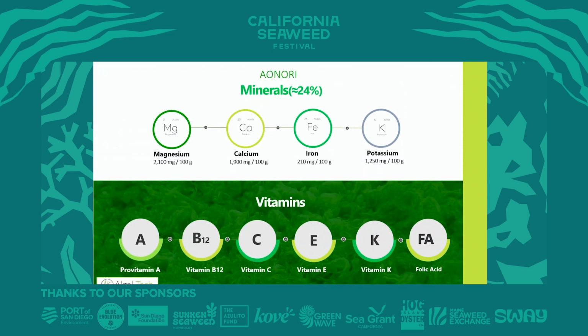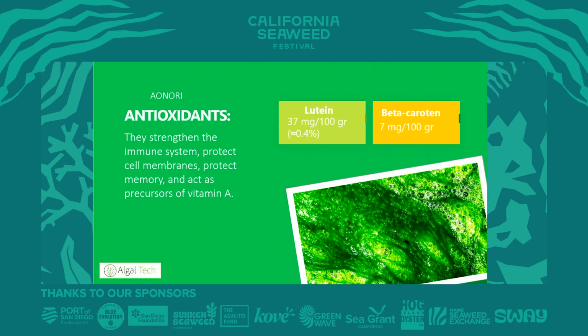The other exciting composition that it has is the minerals, about 24% minerals that you can see here, like iron, manganese, calcium, iodine. Okay? And there is also a package of vitamins: vitamin D, B12, C, E, K, and folic acid. So this is included in the package of nutrients. Additionally, and perhaps most important when we talk about nutraceuticals, is the fact that it has antioxidants. It has about 0.4% lutein, which is a very potent antioxidant.